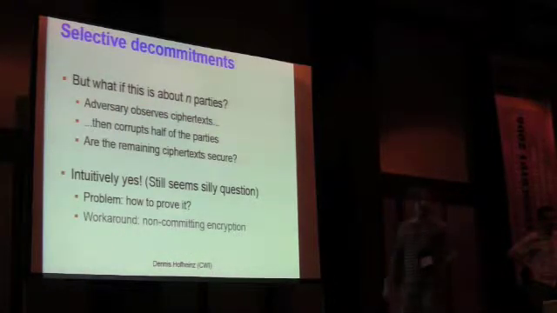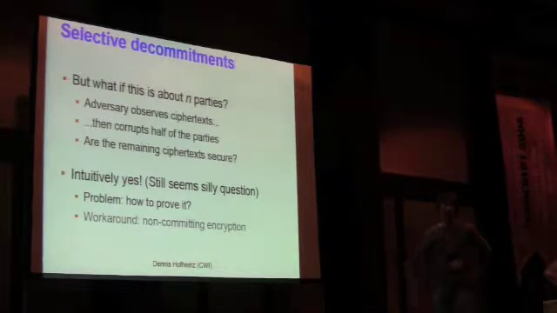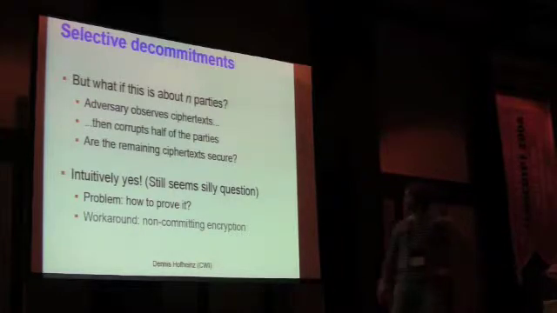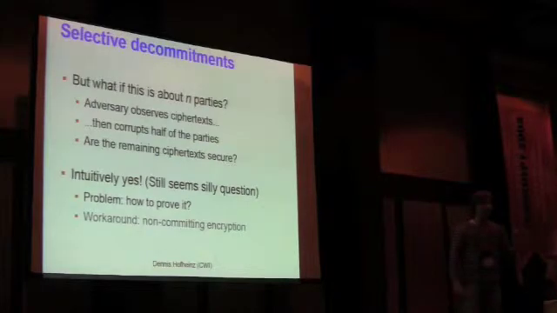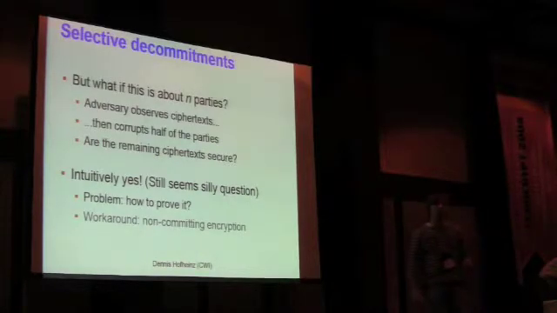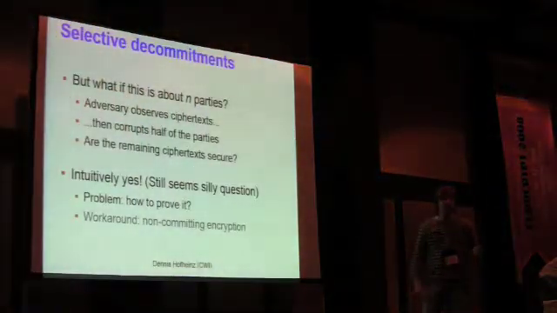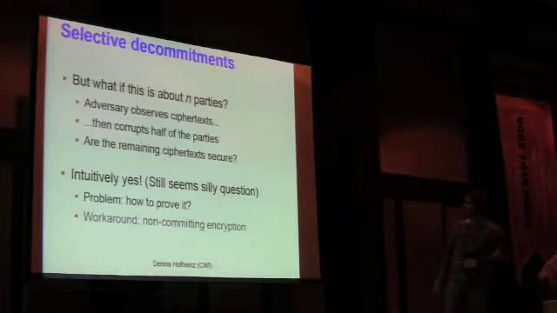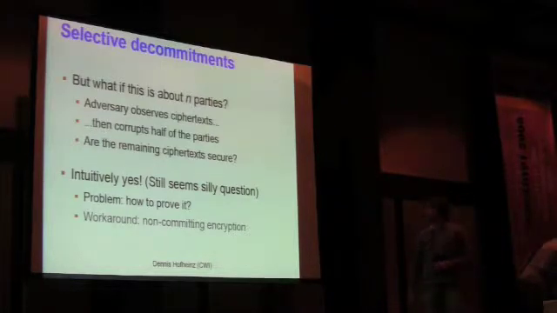But now, if we do this for n parties concurrently, so there's a linear number of parties executing and sending ciphertext, and then the adversary goes around and corrupts half of them. Does that mean that the remaining ciphertexts are secure? It's easy to prove if you know which parties are corrupted, but if you don't know which parties the adversary corrupts, then this is not clear at all. So it's a problem to prove it. It's intuitively clear that, of course, it's a silly question, why should these ciphertexts not stay secure? But it's hard to prove it.